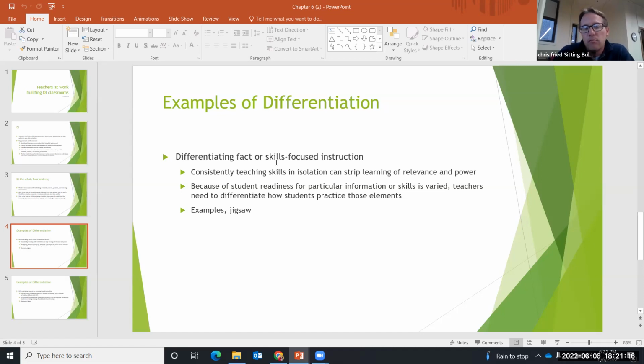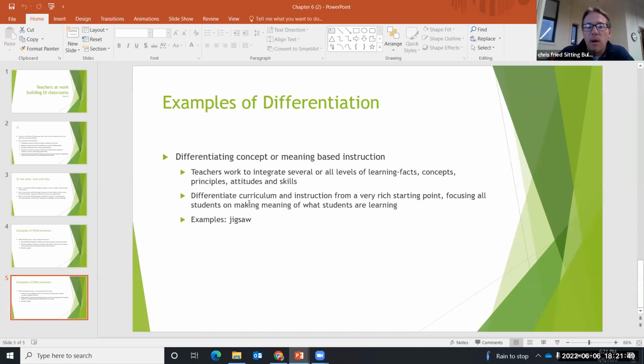That's a jigsaw, and that's one way that you can do differentiation. How that might look for fact components is something that might be a little easier to do than skill-focused instruction, right? In skill-focused instruction, students all have to learn exactly how to do some of those skills, but for fact information, it'd be easier to do that jigsaw piece than in skill-focused instruction. And that can be used at any grade level, kindergarten all the way through 12th grade, and I've even seen it done in college classes as well.